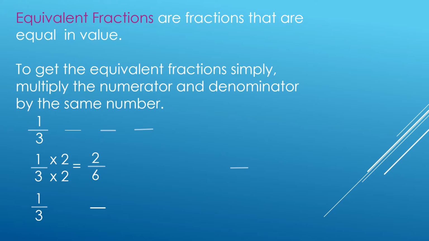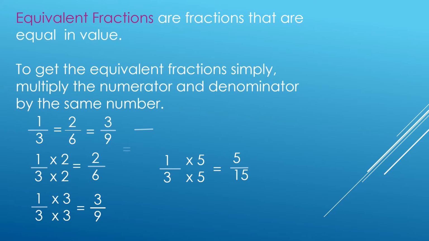Now, I have here 1/3. Again, I'm going to look for another equivalent fraction aside from 2 over 6. I can choose again any number. Let's say 3. So 1 times 3 is 3, and 3 times 3 is 9. So 3 over 9 is another equivalent fraction of 1/3. Another one, 5. So 1 times 5 is 5, and 3 times 5 is 15. So here's another equivalent fraction of 1/3. So I now have 3 equivalent fractions of 1/3: 2 over 6, 3 over 9, and 5 over 15.